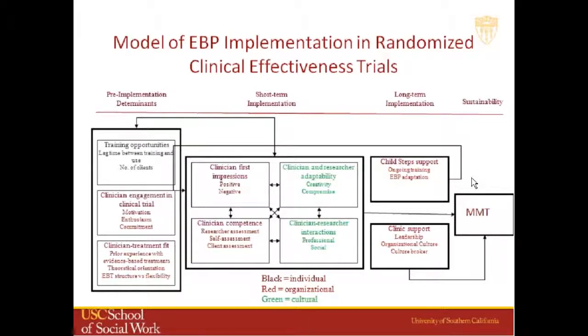So I won't go into this in too much detail, other than to say that the three pre-implementation determinants related to the training opportunities, particularly the amount of time between being trained to do these evidence-based practices and the use with the first client, the number of clients that one had available to use these practices, second variable relating to how engaged clinicians were in terms of their motivation, enthusiasm, and commitment to participating. And then a third having to do with the fit between the client's background and the evidence-based practice itself.